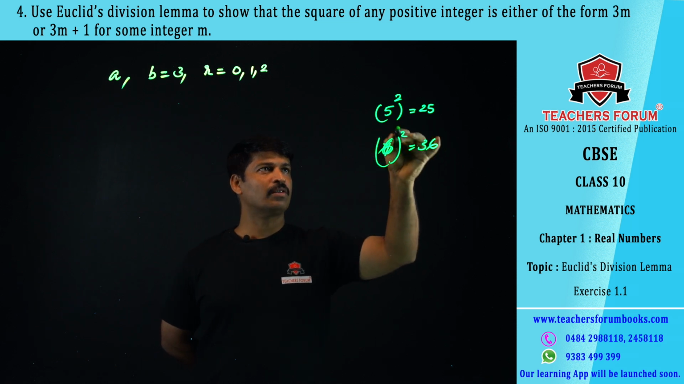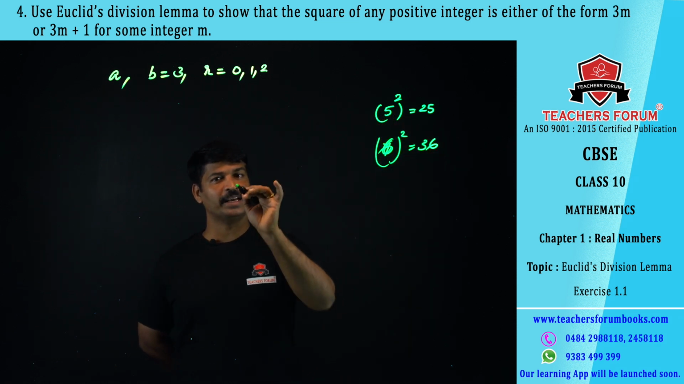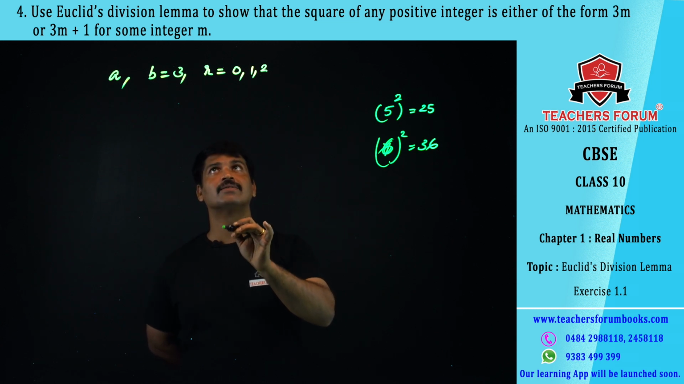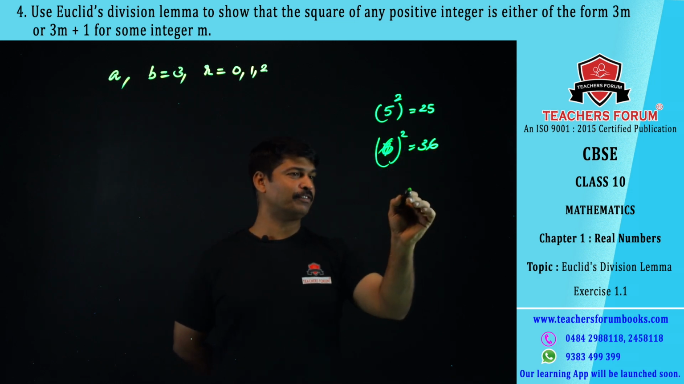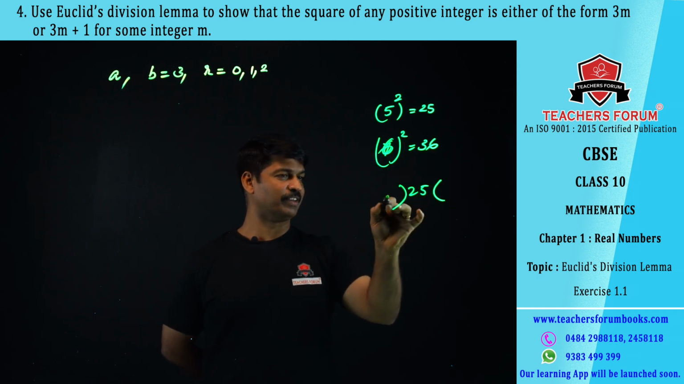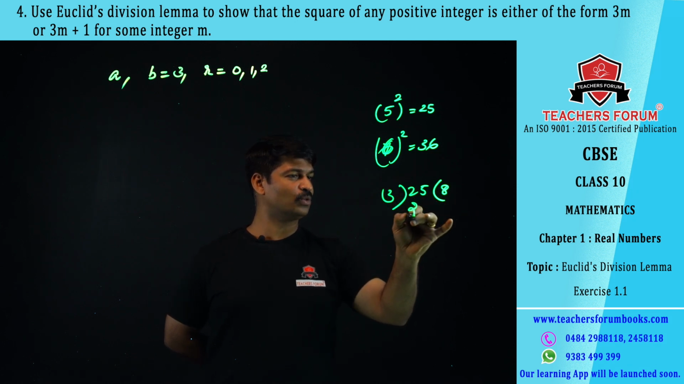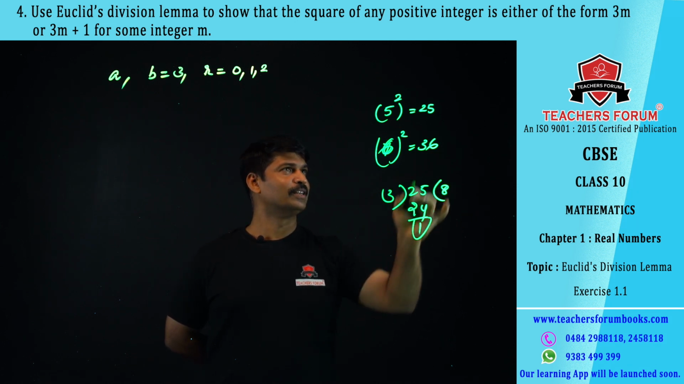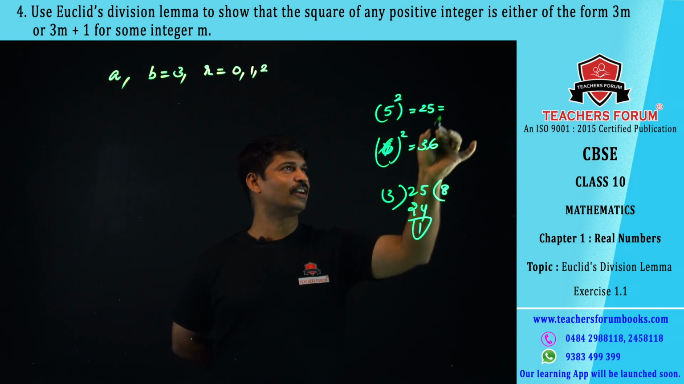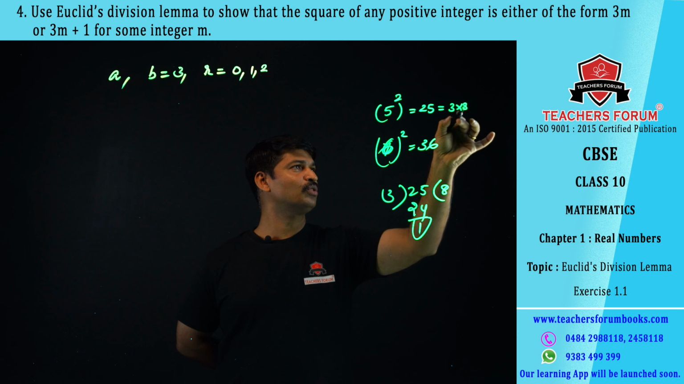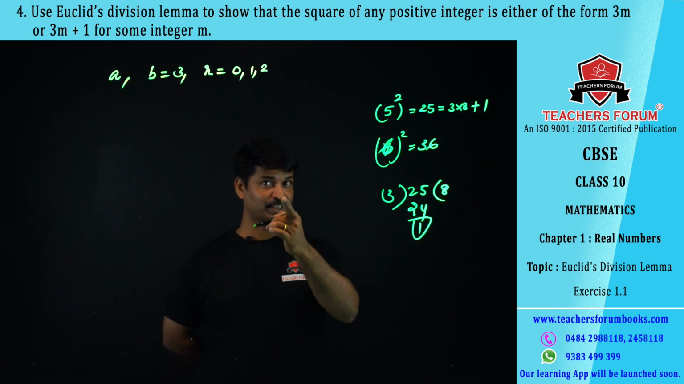Now, the square of any positive number can be expressed as, what is given? 3m or 3m plus 1. Now, let us divide 25 by 3. Let us see what we get. When you divide 25 by 3, you will be getting 8 3s are 24, remainder 1. So, how can you write 25? 25 can be written as dividend is equal to divisor into quotient plus the remainder. That is 3 into 8 plus 1.